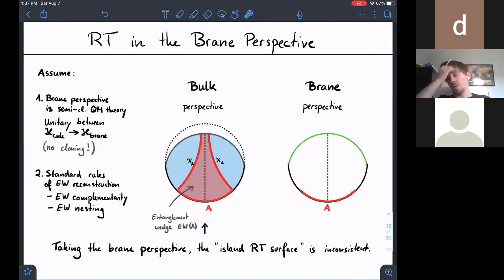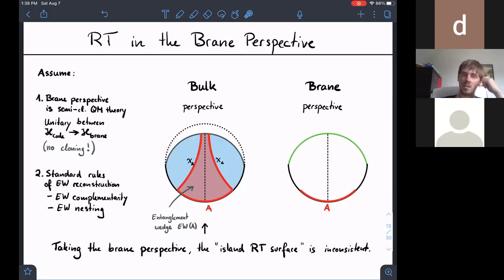And in fact, one thing I want to convince you of first is that choosing this particular RT surface here, this island RT surface, shouldn't be a valid choice if we want to use RT to compute entanglement entropies of regions A in the brane perspective. And in order to show this, I need two, I think, very mild assumptions. The first assumption is that this brane perspective should be described by some semi-classical quantum mechanical theory, and that there's a unitary map between what's called the code subspace, which is the space of quantum fluctuations in the bulk, to the Hilbert space on the brane.